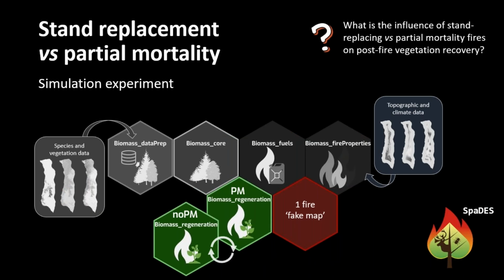And so today I'm just going to talk, hopefully not too long, about a simulation experiment where I changed the regeneration piece. In one scenario, I said, okay, if a fire burns through this particular location, it'll kill everything. So there's no partial mortality, a total stand replacing fire. The other scenario is that the fire kills only part of the vegetation. And to simplify things, it's only one fire, a very big fire, on a fake map. It happens once in the beginning of the simulation.